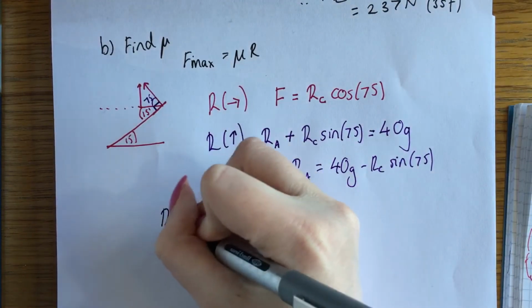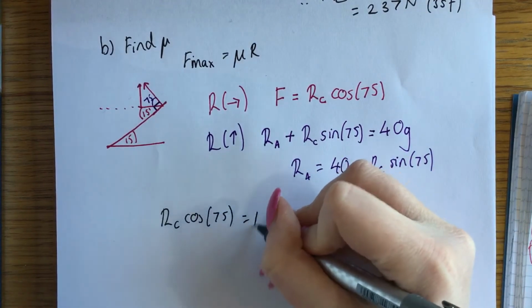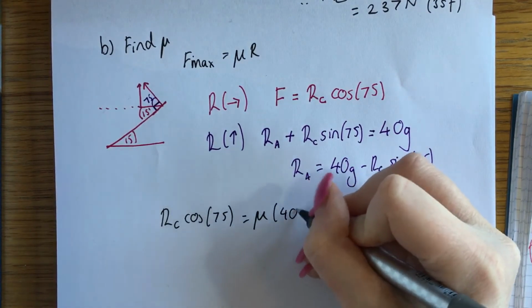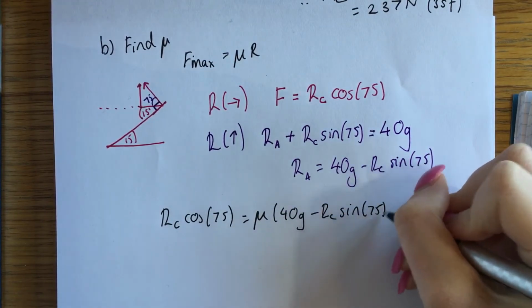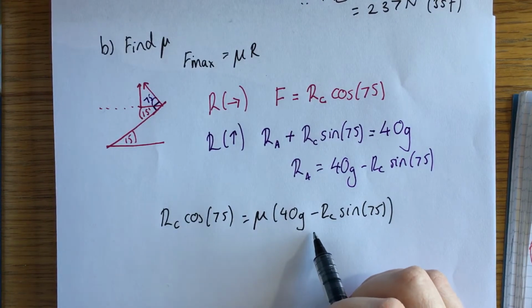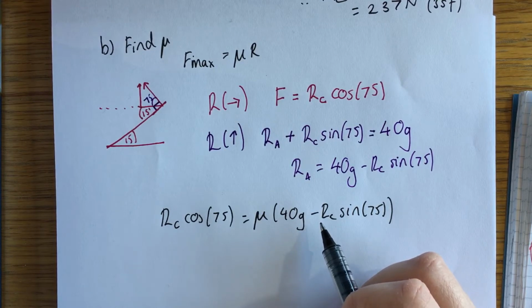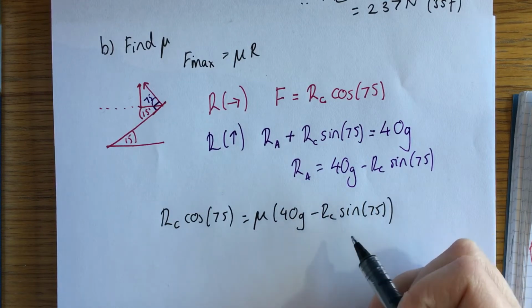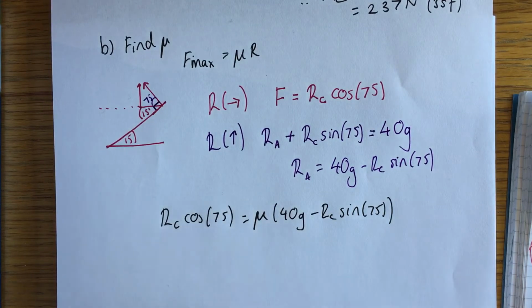So R_C cos 75 must be equal to mu multiplied by (40g minus R_C sin 75). Now I obviously know what R_C is. It is really important that we use, I'd say, at least 5 decimal places. When I initially did this question, I rounded to 3 significant figures, and my accuracy was out. So you do need to use quite a few more, but 5 gave me accuracy to the same level.